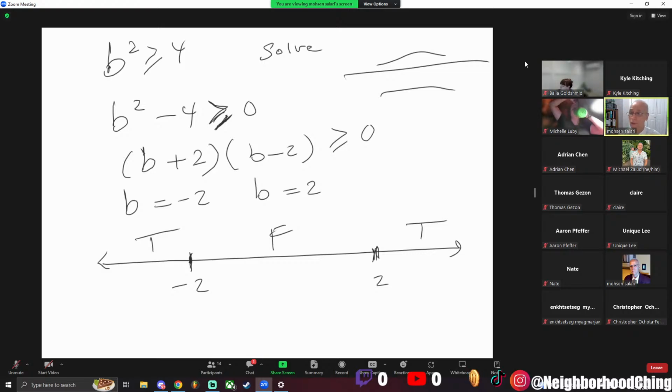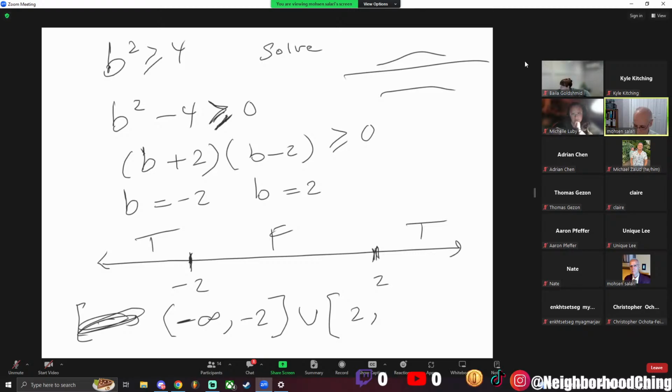Soon, maybe towards the end of the quarter, we deal with rational functions, which is a polynomial on top of a polynomial, then we test those numbers. Okay, so the answer for this one is going to be, with parenthesis because we don't give a bracket to infinity, from -infinity to -2, together with from 2 to infinity.